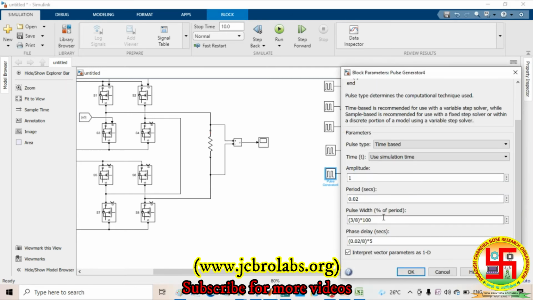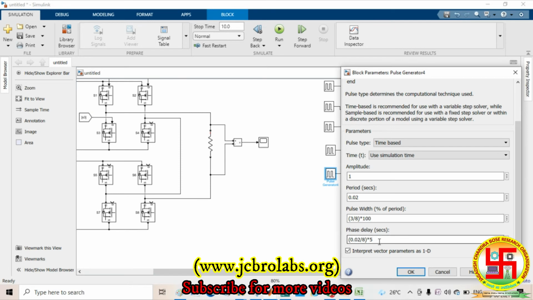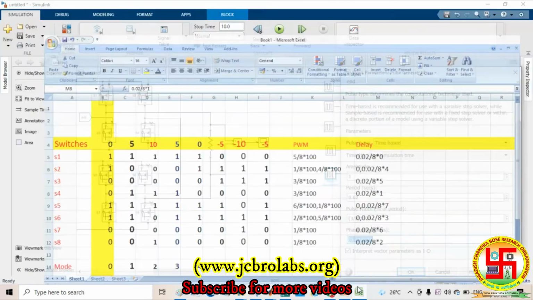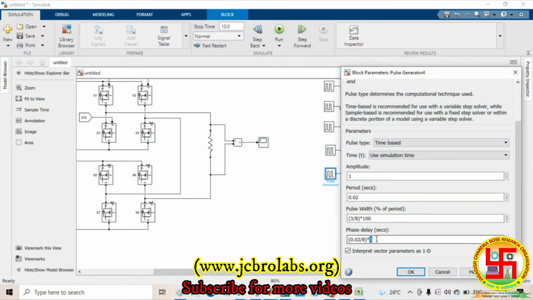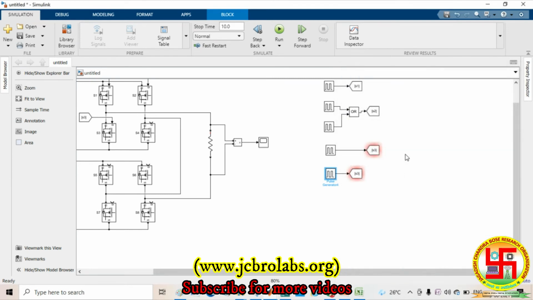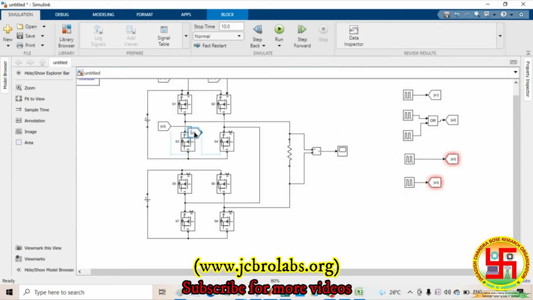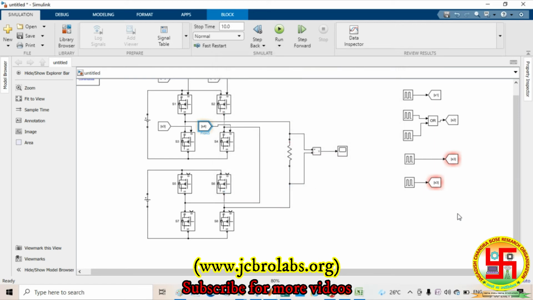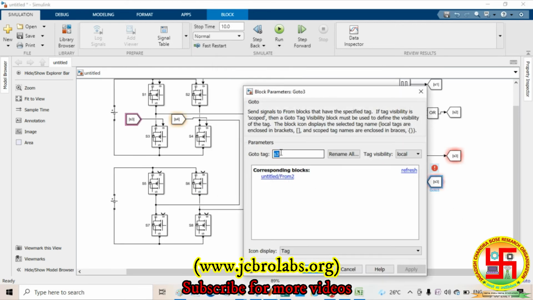Okay, now here S4 we have taken. 0.03 by 8 itself, and the mode of operation only will be changed. The S4 mode of operation is 1, right? S4, you can observe here. Apply. Okay, so now here S4 I am giving, apply. Here also the S4 which we have taken, apply.